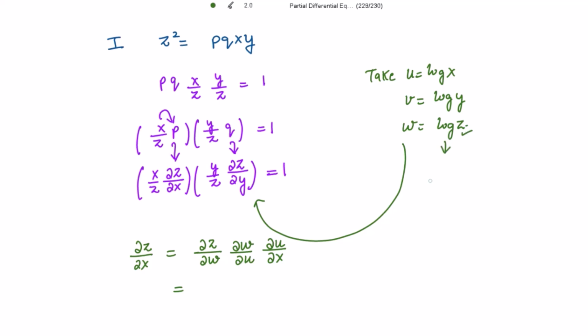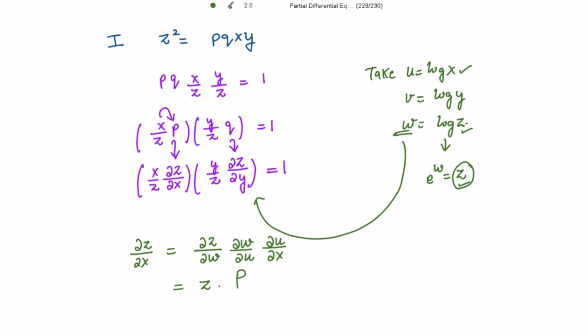So when differentiating z with respect to w, what do we get? From here we have e to the power w equal to z. If I differentiate z with respect to w, I get e to the power w, that is, I'm getting again z. So writing here z. Differentiating w with respect to u, we cannot do that, so I'm taking this to be capital P. And differentiating u with respect to x, we have 1 divided by x. So this is z by x into P. So putting the value of this over here.